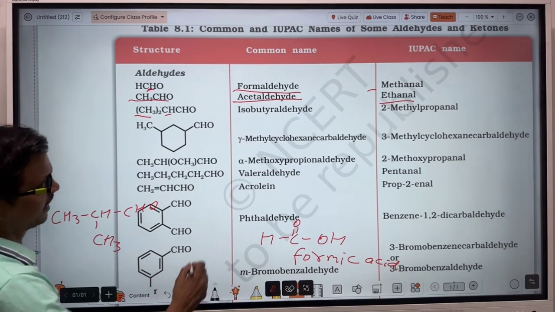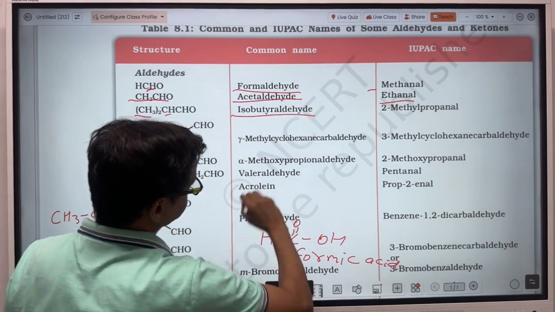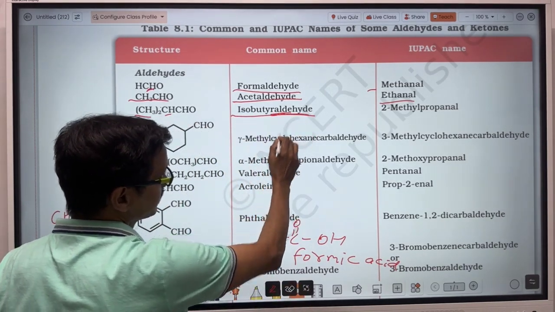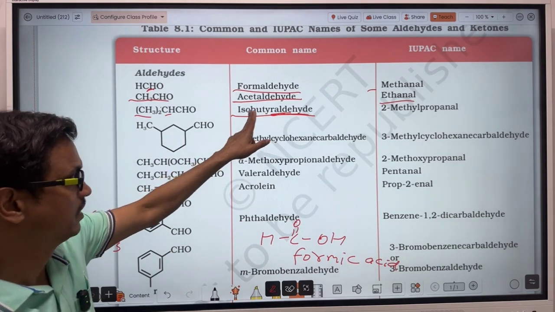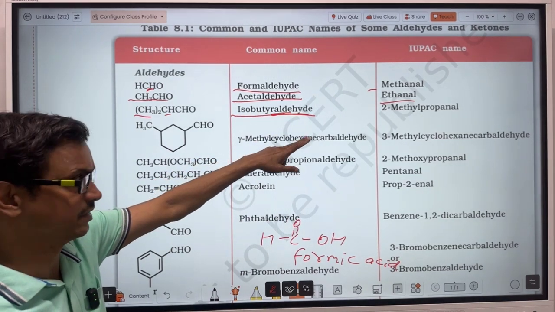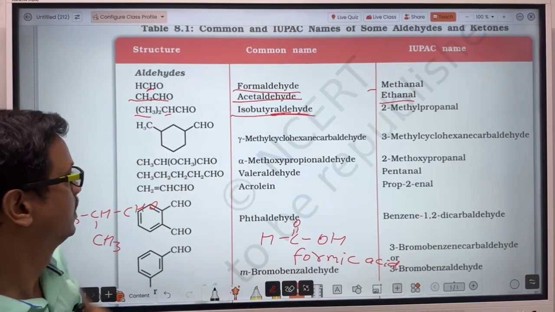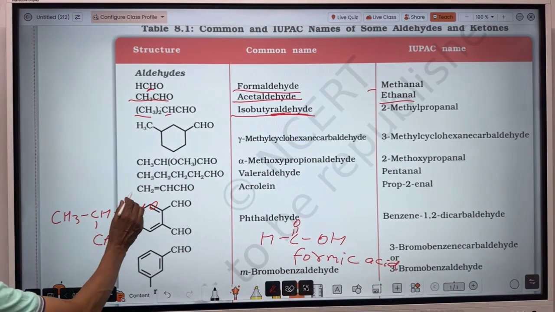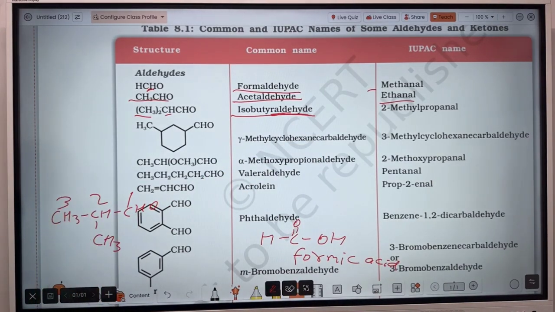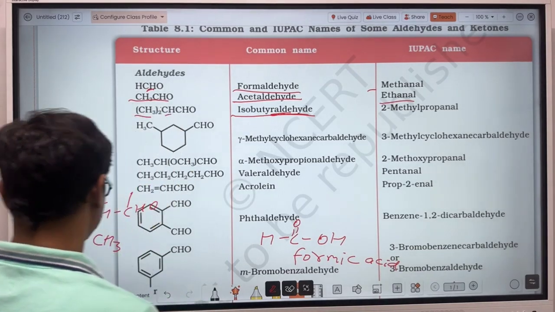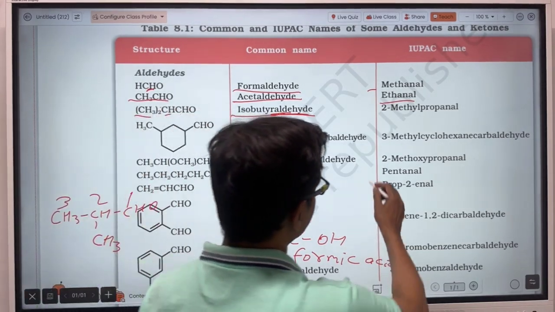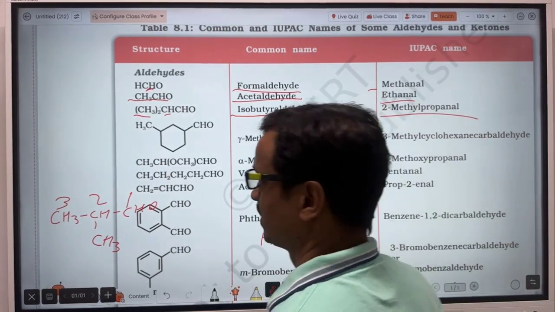So that's why it is written isobutyraldehyde. Here the L has been replaced and aldehyde will be added. And for the IUPAC name here, it will get first position, second and third. So 2-methylpropanal. So 2-methylpropanal is what is written.